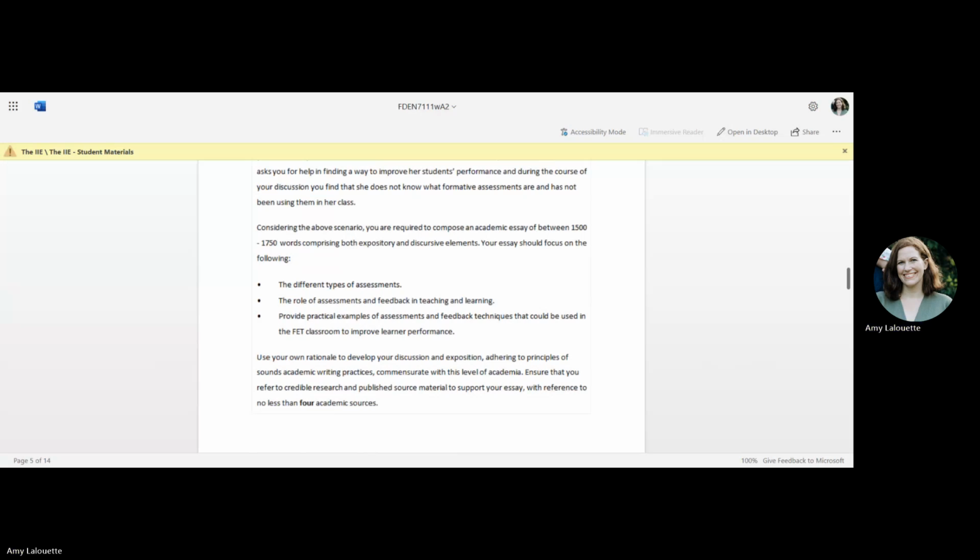Okay. Use your own rationale to develop your discussion and exposition, adhering to principles of sound academic writing practices, commensurate with the level of academia. Ensure that you refer to credible research and published source material to support your essay with reference to no less than 4 academic sources.